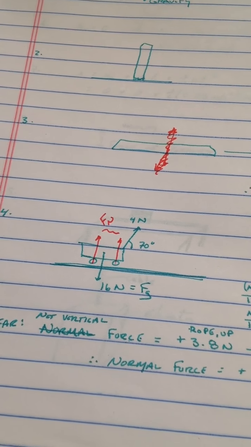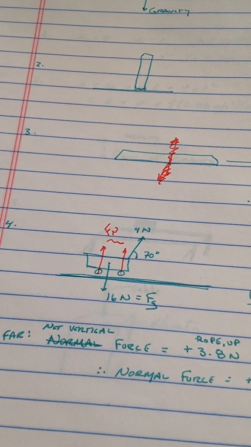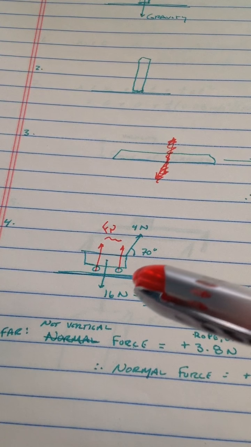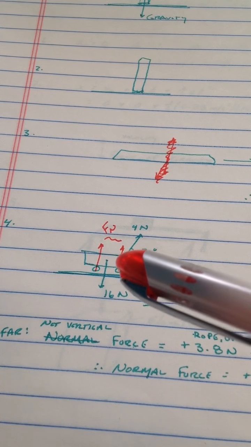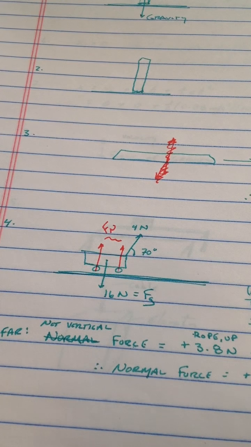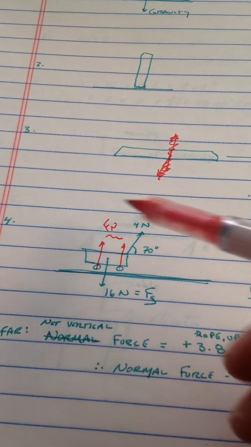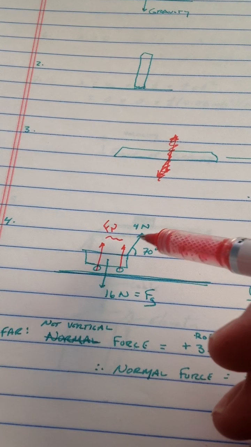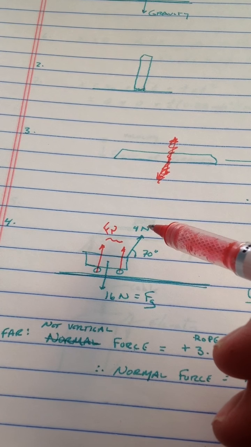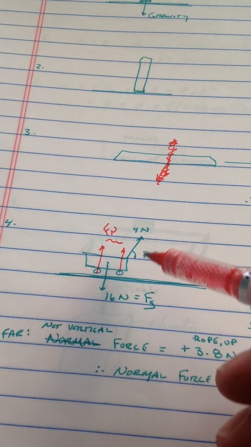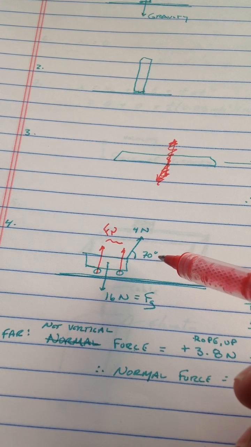Okay, so number 4 of this series is once again a net force problem. Now we have a wagon, which I've helpfully drawn in here, which is being pulled along by a rope on a horizontal surface. The force in the rope is 4 newtons, and the rope is at an angle of 70 degrees to the horizontal.